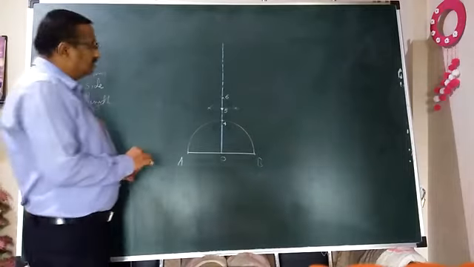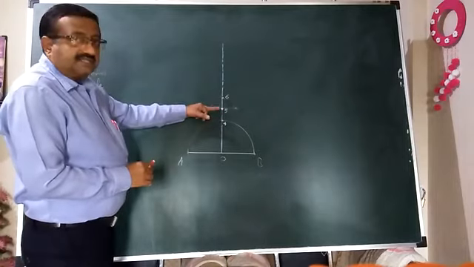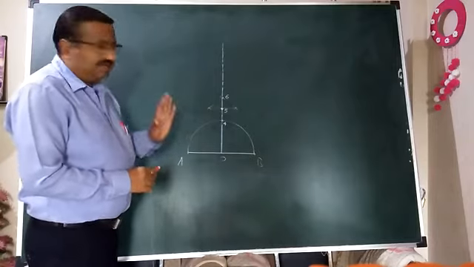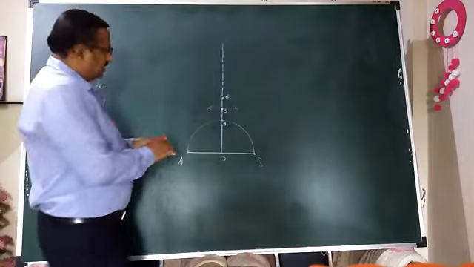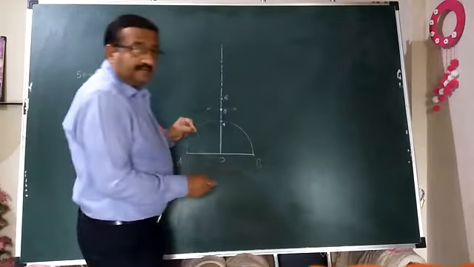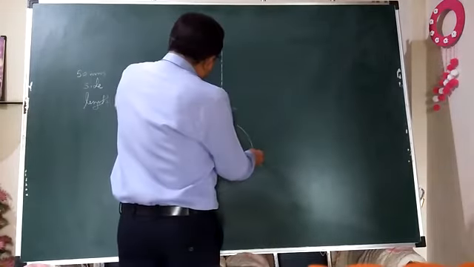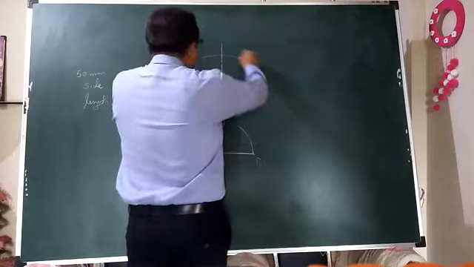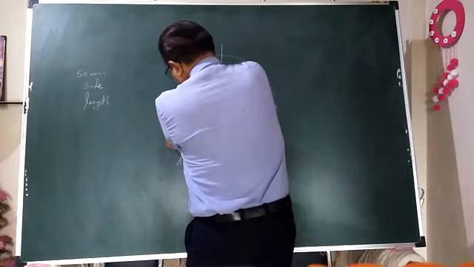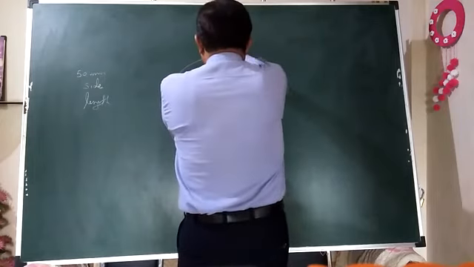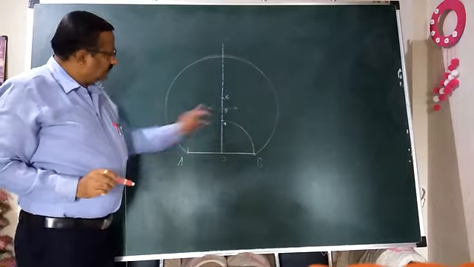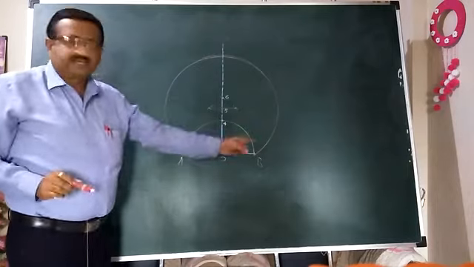Now simply what you have to do? 5 as a center and 5A or 5B, both are equidistant, as a radius, you have to construct one big circle. Now I will pick this 5B as a radius and I will construct one big circle. Okay, 5A as a radius or 5B as a radius, I have constructed one big circle.